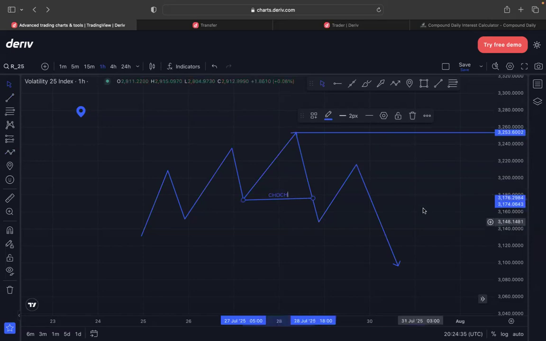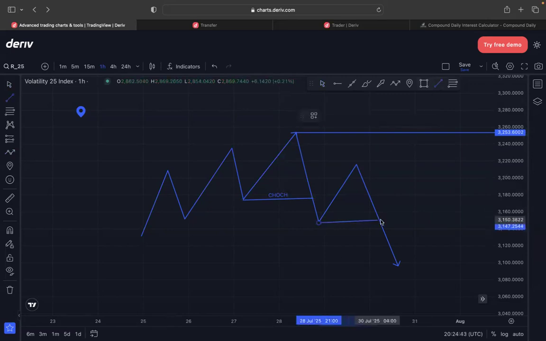This is called our change of character. As you can see, the market has now changed from an uptrend to a downtrend. And in a downtrend, this is our break of structure. Here, we expect a break of structure to the downside.